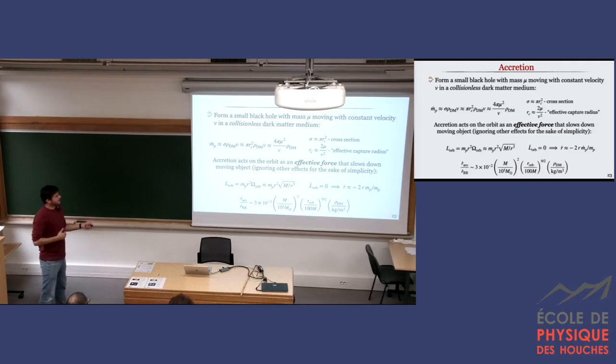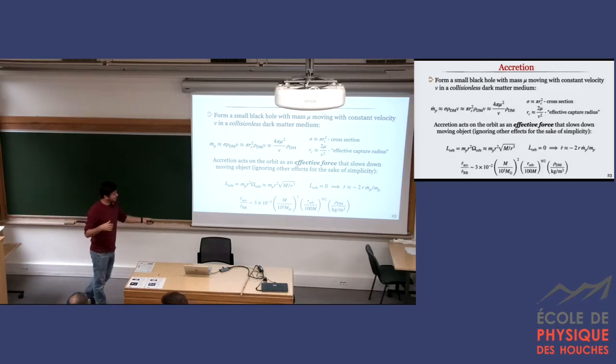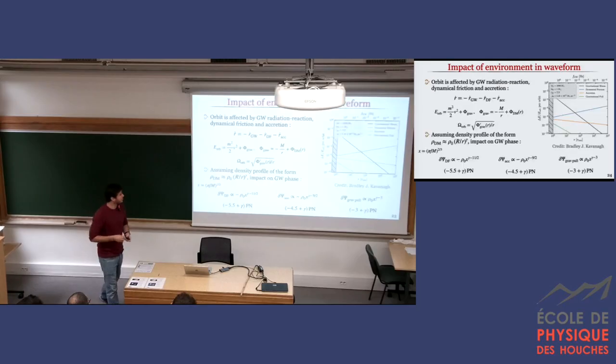Now, if you put in some numbers, again, you get something that becomes more important as the orbital radius increases. And it's also proportional to the density. But this number, for example, is 10 to the minus 2 here for the same numbers that I used for the dynamical friction, while dynamical friction was 3. So it's two orders of magnitude smaller than dynamical friction. So it's in general less important.